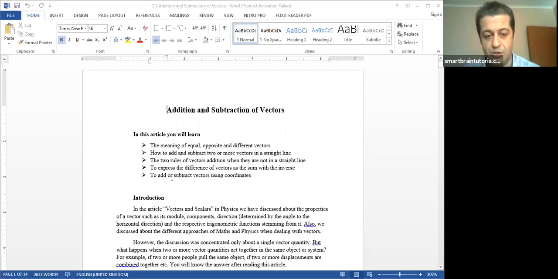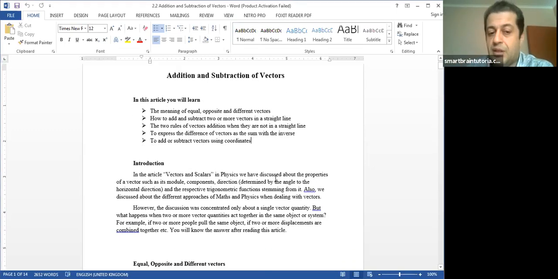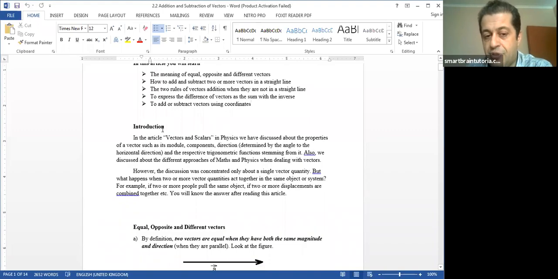And the last thing that we are going to review today is to add or subtract vectors using coordinates. This is much important for physics. So here is a short introduction.